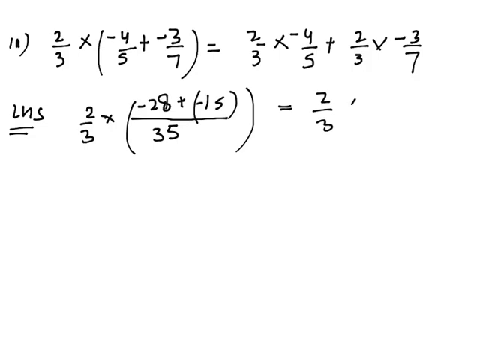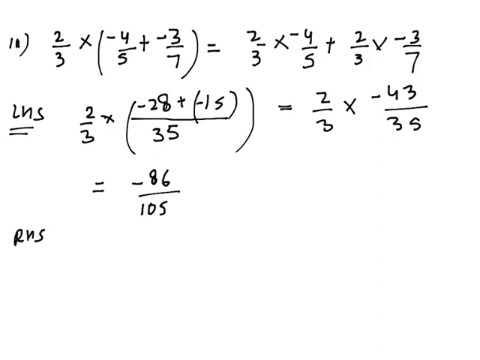We have 2 by 3 times. Now we will add minus 28 and minus 15. We will get minus 43, as both are negative. So we will add but keep the negative sign. And in the denominator we have 35. Now we will solve this. 43 times 2 is 86 and 35 times 3 is 105. So our left hand side is minus 86 by 105.